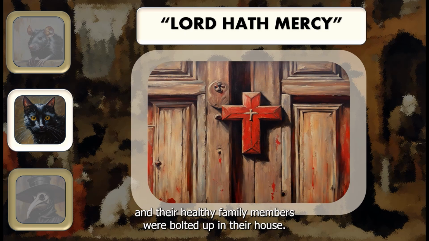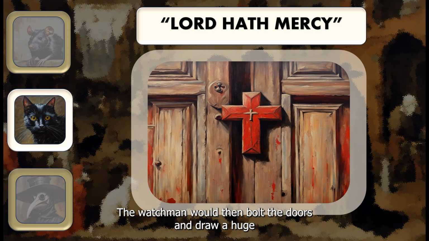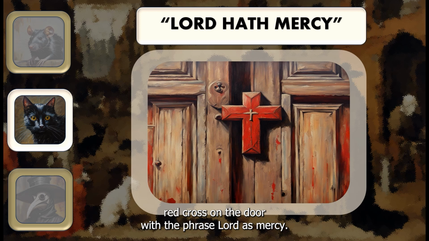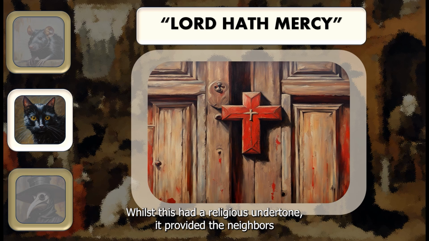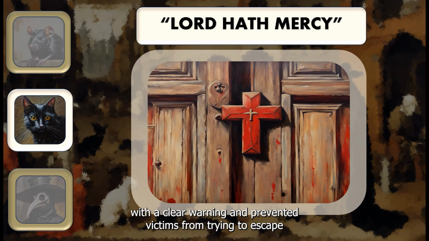Both victims and their healthy family members were bolted up in their house. The watchman would then bolt the doors and draw a huge red cross on the door with the phrase "Lord hath mercy." Whilst this had a religious undertone, it provided the neighbors with a clear warning and prevented victims from trying to escape.